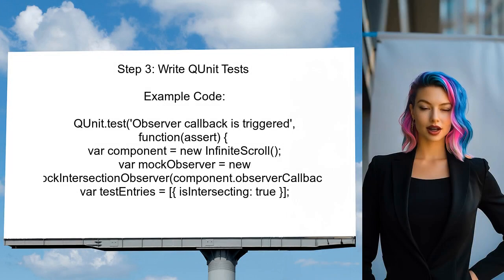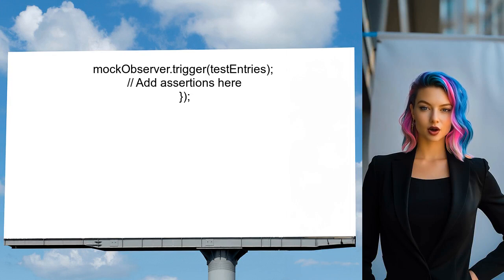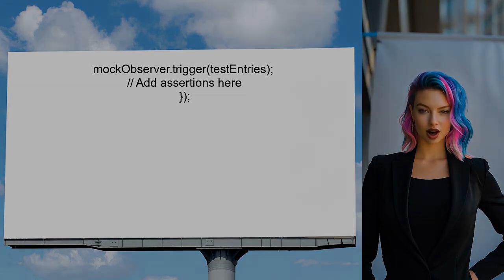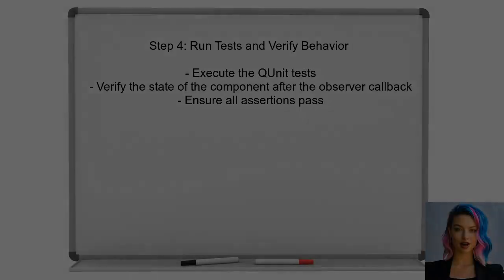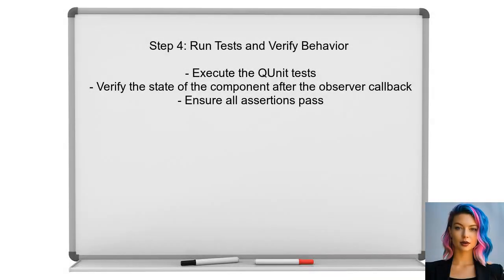Now, the user can write their QNet tests. They should create instances of the mock and trigger the callback with test entries to simulate the observer's behavior. Finally, the user should run their tests to ensure that the observer callback behaves as expected. They can check the state of the component after the callback is executed.